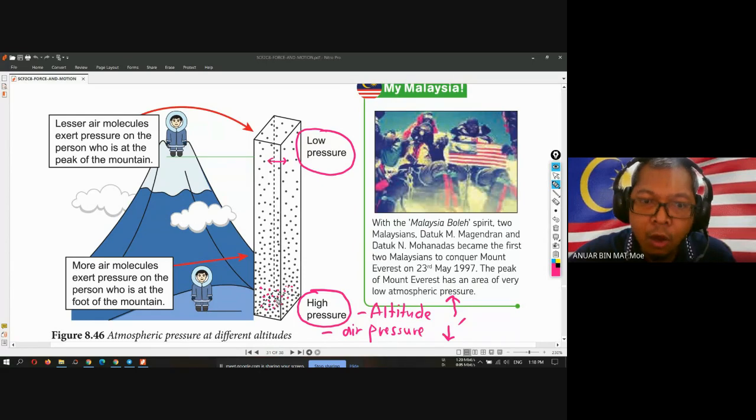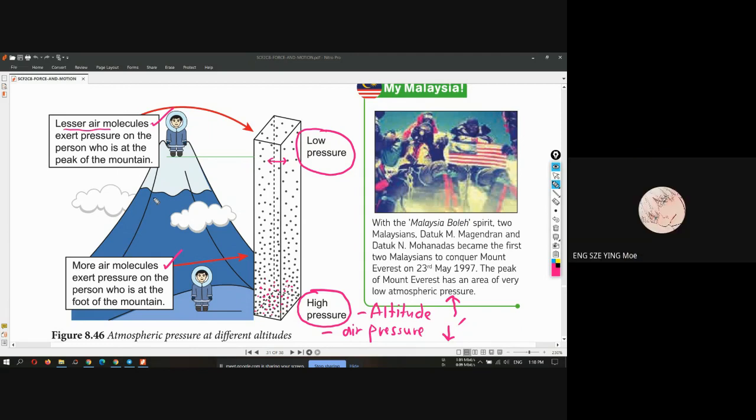And then lower altitude, maybe at the foot of the mountain, we have higher pressure because the quantity of the particle is more. More air molecules. And then up in the mountain or higher altitude, we have fewer air molecules. Air molecule or particle, same. Can you understand this, class? Is it okay? Yes. Okay, very good. All right.